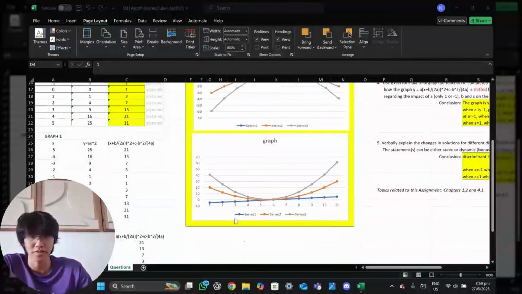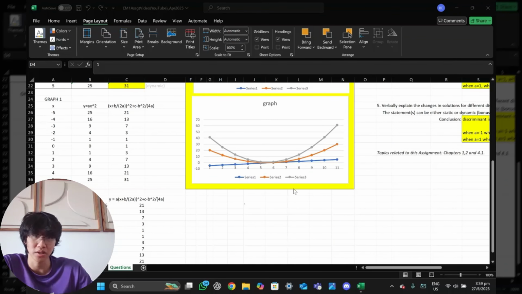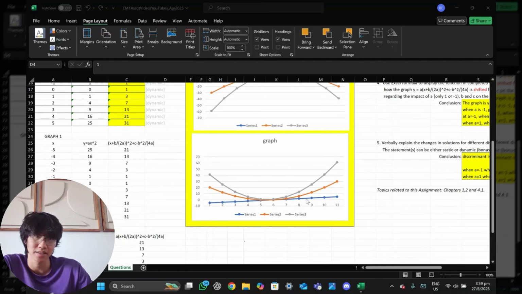Now, how the graph looks like for a equals to 1, b equals to 1, and c equals to 1. Over here, the graph is a U shape because a is positive 1. That is why it results in a U shape. But how does b and c affect the shape of this graph compared to the other one?